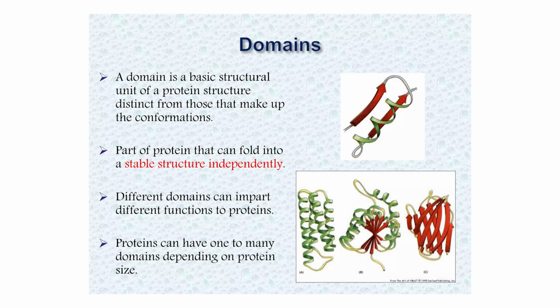Protein can have one to many domains depending upon the protein size. So, one protein can have more than one domain, and it also signifies its function. The tertiary structure of protein describes the relationship of different domains to one another within a protein, or the final arrangement of domains in a polypeptide chain. The interaction of different domains is governed by different forces.